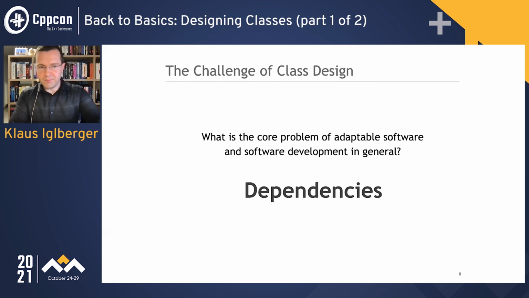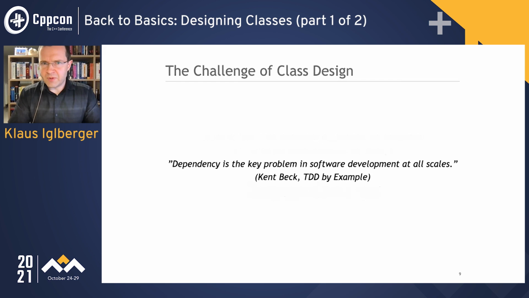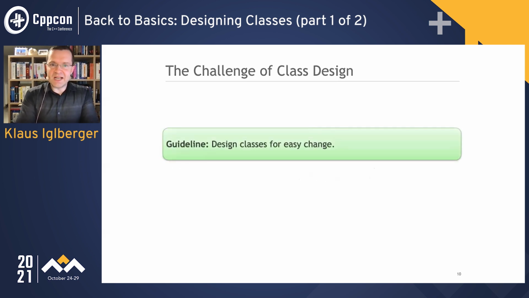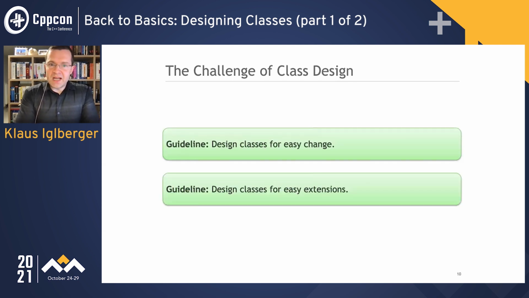So essentially, what you want to do is you want to make your things easier. So just this one quote of one famous person, there are many quotes about that. Dependency is indeed the key problem in software development at all scales. And so your task as a class designer or software designer in general, of course, is to design classes for easy change and also to design classes for easy extensions.